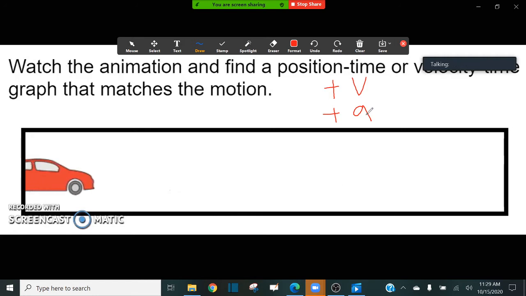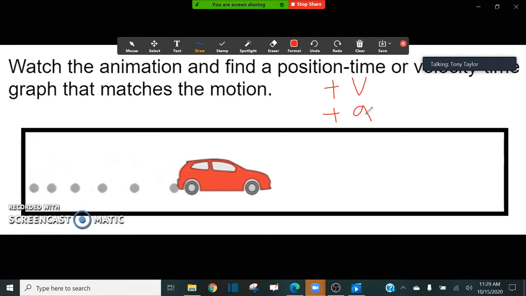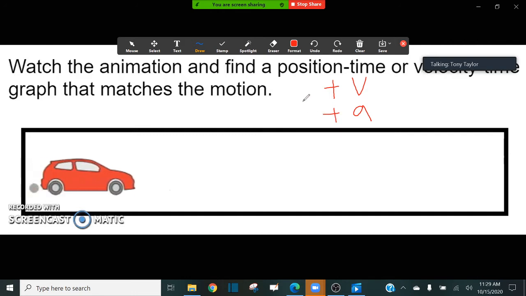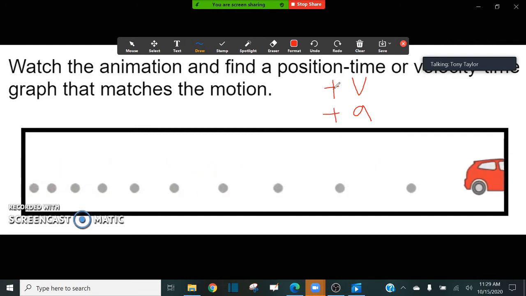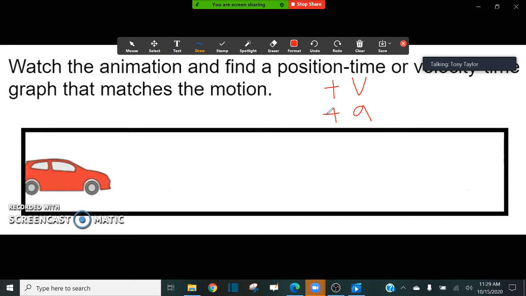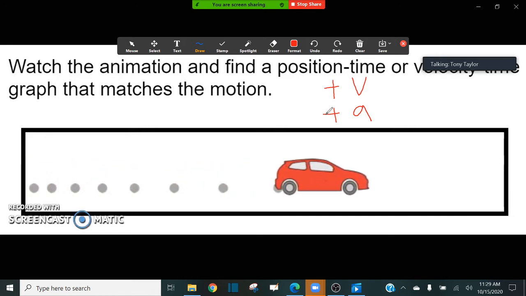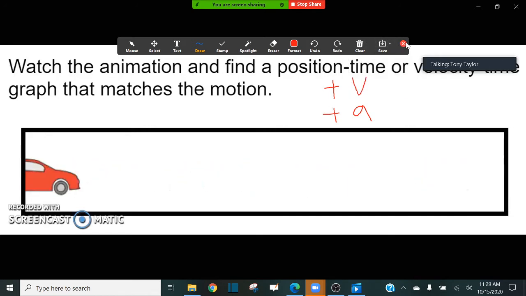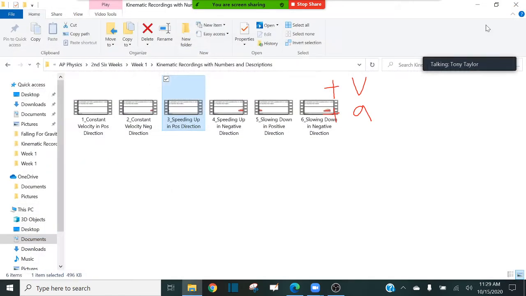You also know the acceleration is positive because the car is speeding up. So that means whatever this sign is, these signs have to be the same, because whatever this sign is, this sign has to match it. Because we're speeding up. Whenever you're speeding up, same signs. Slowing down, different signs. Very important that you remember that.